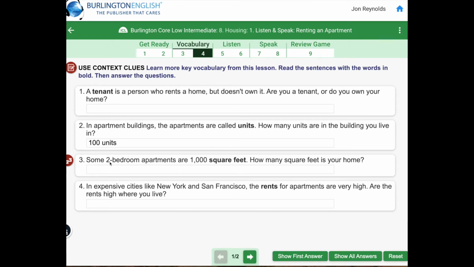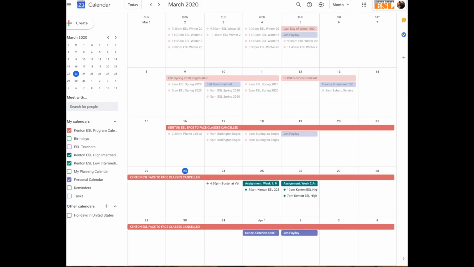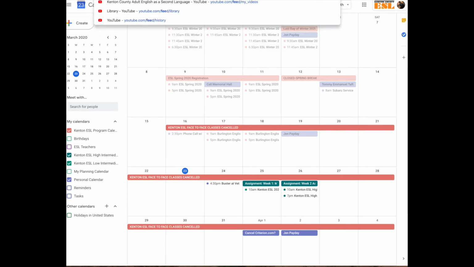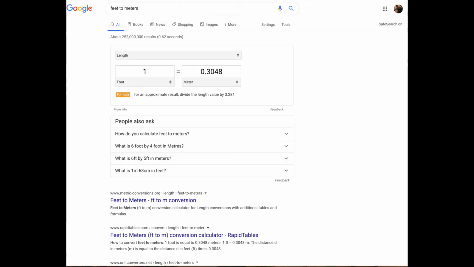Number 3. Some 2-bedroom apartments are 1,000 square feet. Now remember, feet are a little bit different from meters. So you might want to think about how you would indicate that information in meters. Well, for example, if we switch for just a moment, let's see if we can figure out how many feet. So for example, 1,000 square feet would be roughly 304 meters.